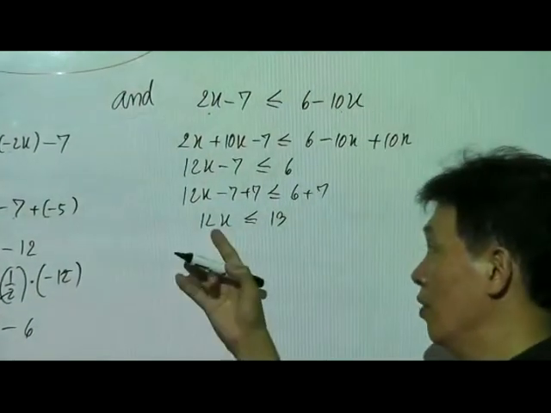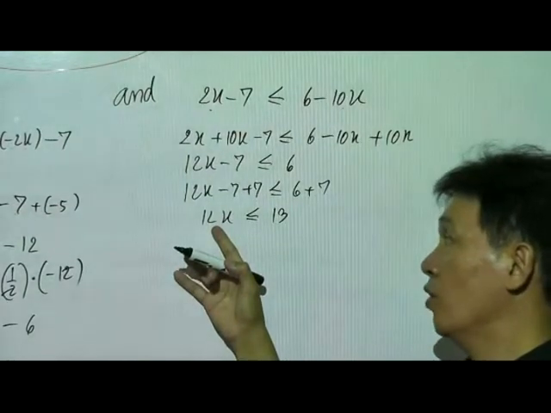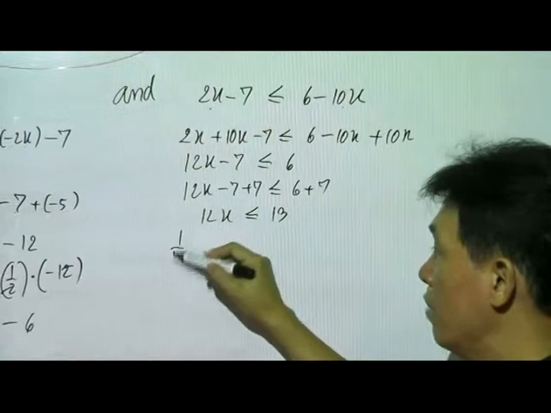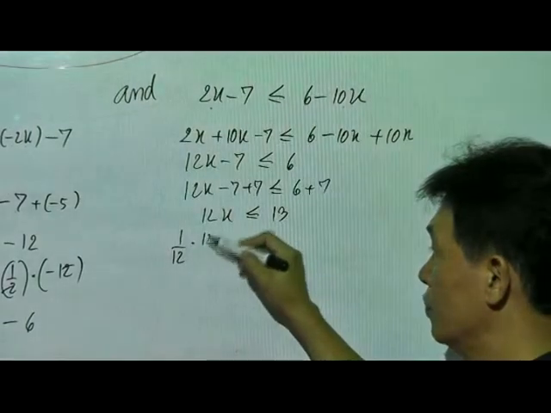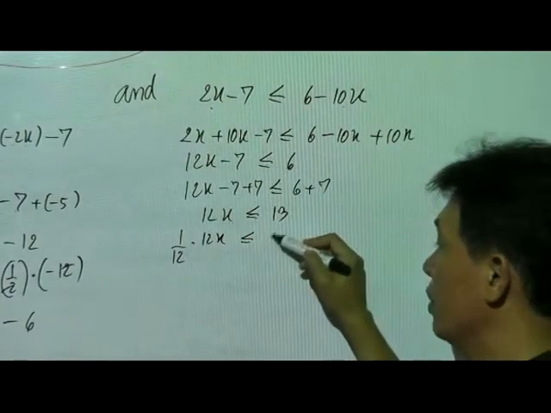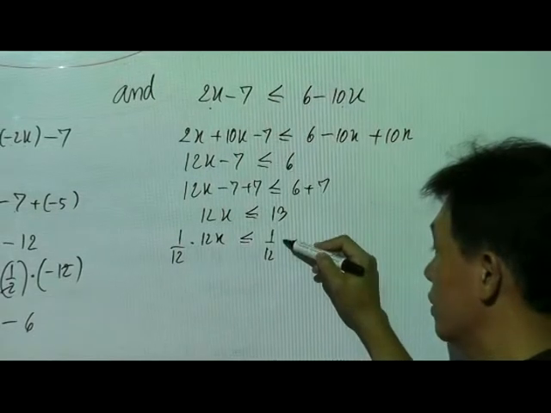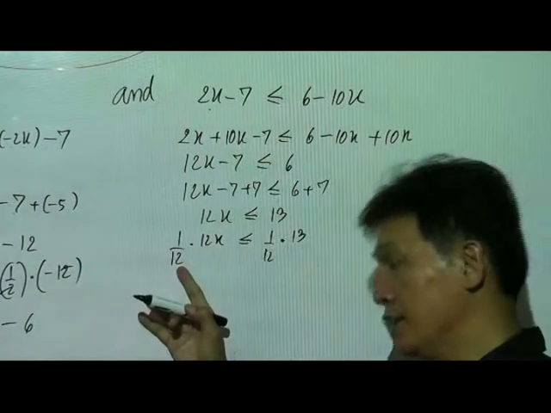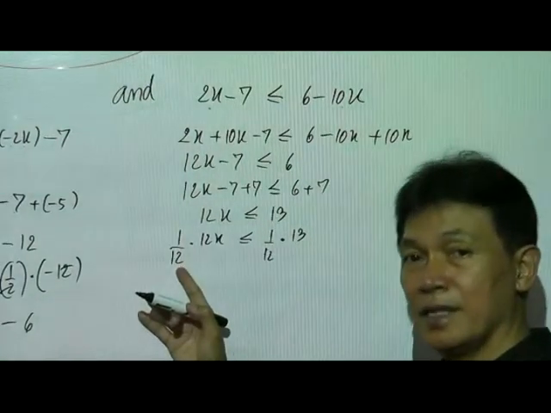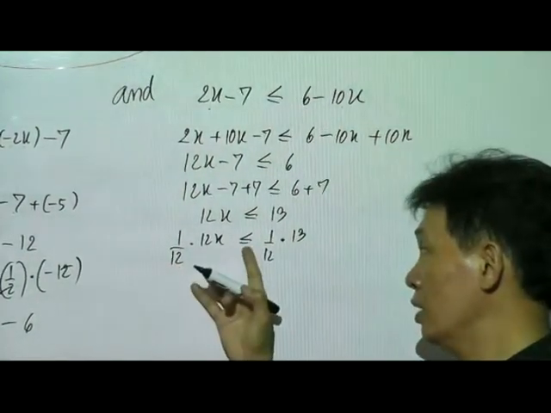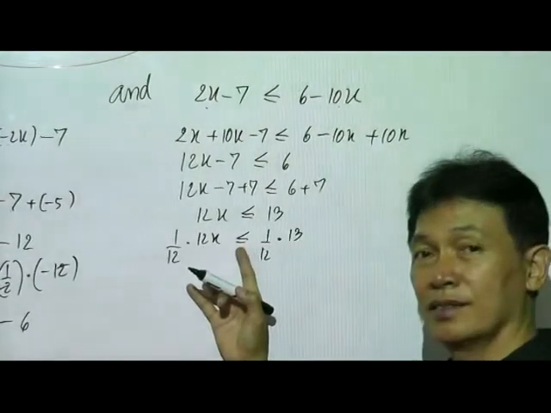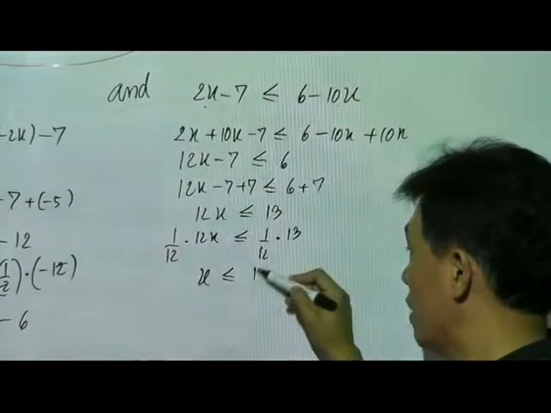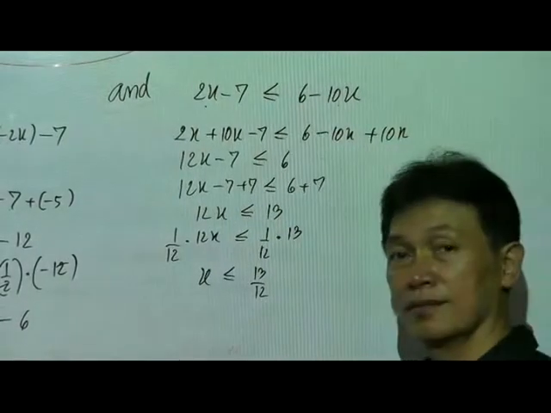The same. We would like to make the coefficient of x equal to 1. How? We multiply by 1 over 12. 12x is less than or equal to 1 over 12 multiplied by 13. This is a positive number. Therefore, the sign doesn't change. It's the same. Then x is less than or equal to 13 over 12.